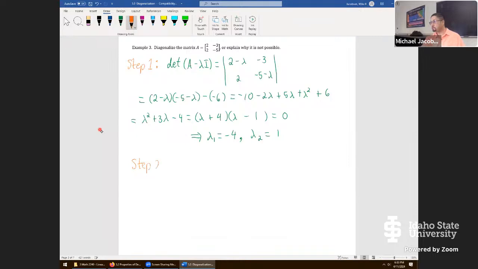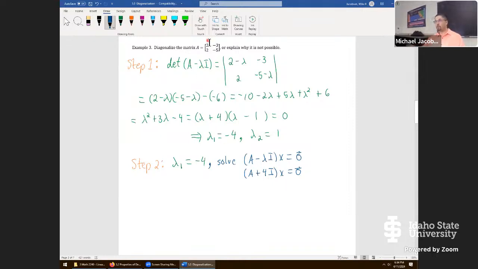But here's step 2. We focus again on lambda 1 equals -4. And now we need to find its associated eigenvector. So solve A minus lambda I, x set to the 0 vector. In this case, it'll be A plus 4I, x set to the 0 vector. We need to find the total solution to this system.